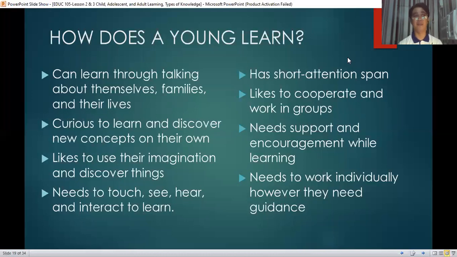That when you ask them, when you relate your lesson, okay, you do not talk about abstract reasoning, you do not talk about life problems as those which are experienced by the adult. Okay?